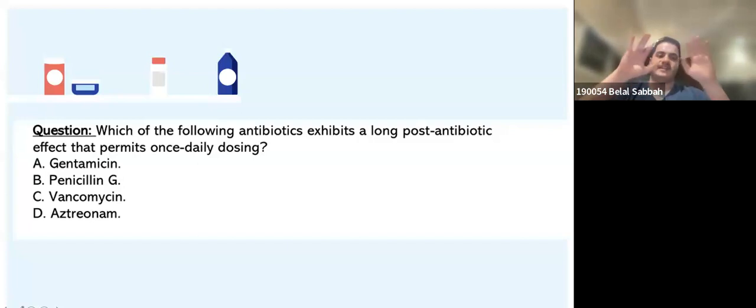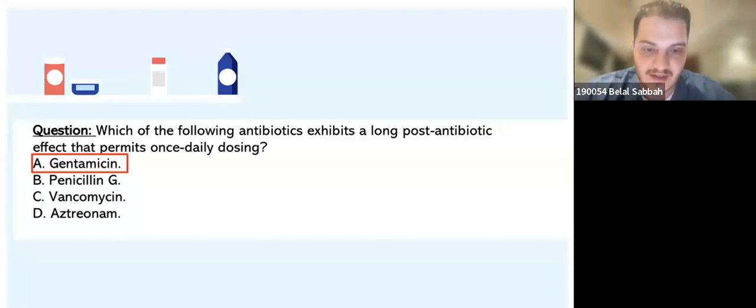That's kind of what the post-antibiotic effect means. Post-antibiotic means after taking the pill, how long does the pill last? How long does it kill the bacteria for? So in this question, yes, it's gentamicin. Gentamicin has a very long post-antibiotic effect, meaning even after taking the gentamicin pill, it'll last for a long time, killing the bacteria, a lot longer than these other drugs. Do you understand?